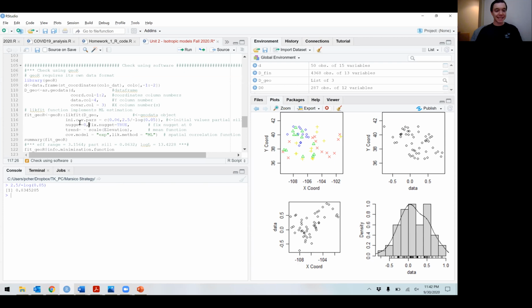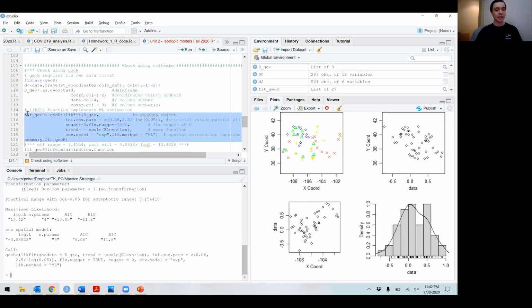The nugget I'm fixing at 0, and I'm putting a z-score for elevation into my trend component. The spatial covariance is exponential, and I'm using maximum likelihood to estimate. Last time, we saw how to compute maximum likelihood by hand: the distance matrix, the design matrix, the vector of your outcomes, how that populates the multivariate normal log likelihood, and we matched our estimates pretty closely. So today, I just want to show you how the different choices you can make affect your parameter estimates.